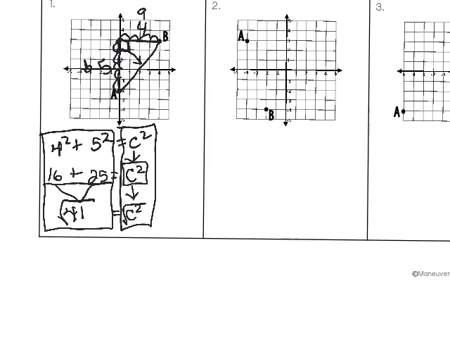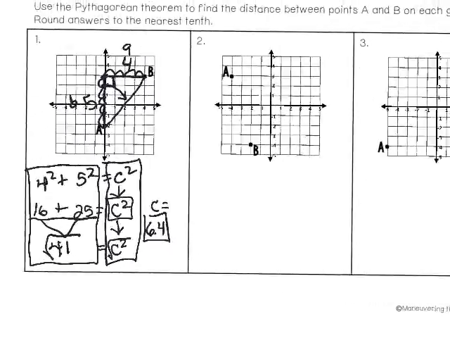I was like, it's 7, it's a whole number, wait a minute. The square root of 41 is 6.40, but we're rounding to the nearest tenth. So c is 6.4. Did you get that? If not, let's look back and find out why not. Check your work. And let's try another one. You can pause the video and try it on your own, or you can do this one with me.